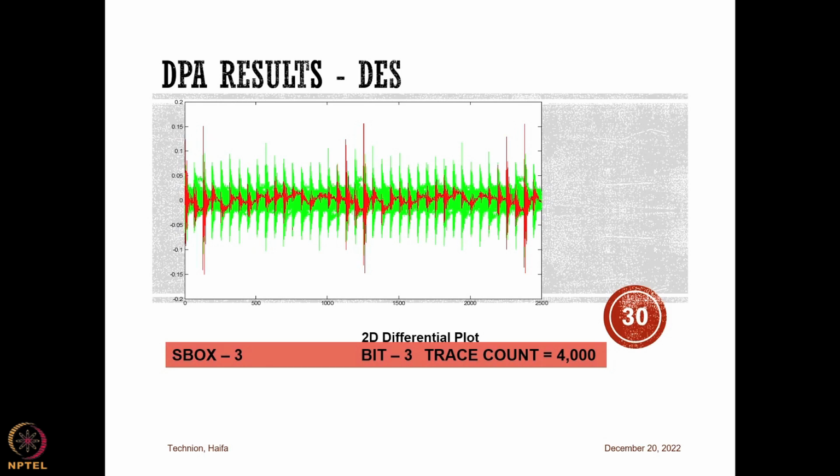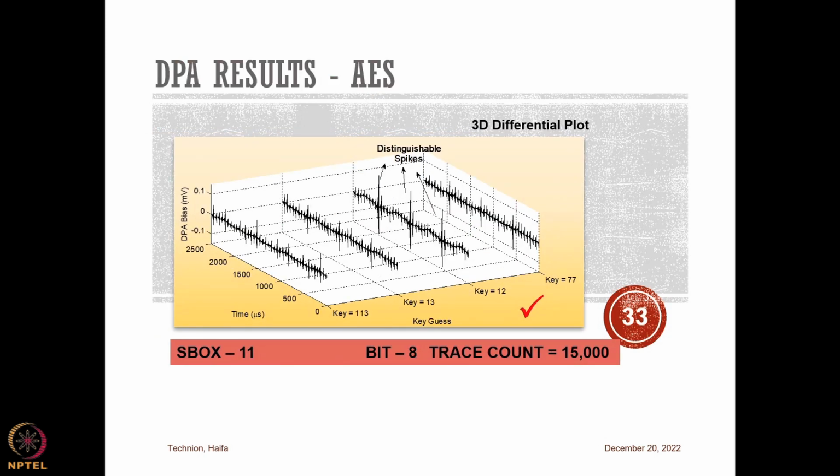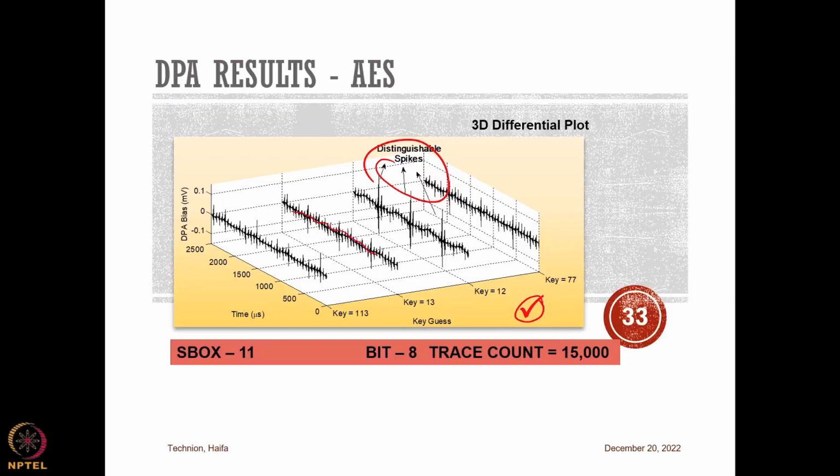There is an example of DPA being done on DES. This is done on triple DES. This is done on AES. You can see that for the correct key byte, you get these distinguishable spikes. This is that non-zero difference of means that you are seeing. For all others, you get a very close difference of means, so it doesn't stand out. So you can easily distinguish the correct key byte from the wrong key byte.